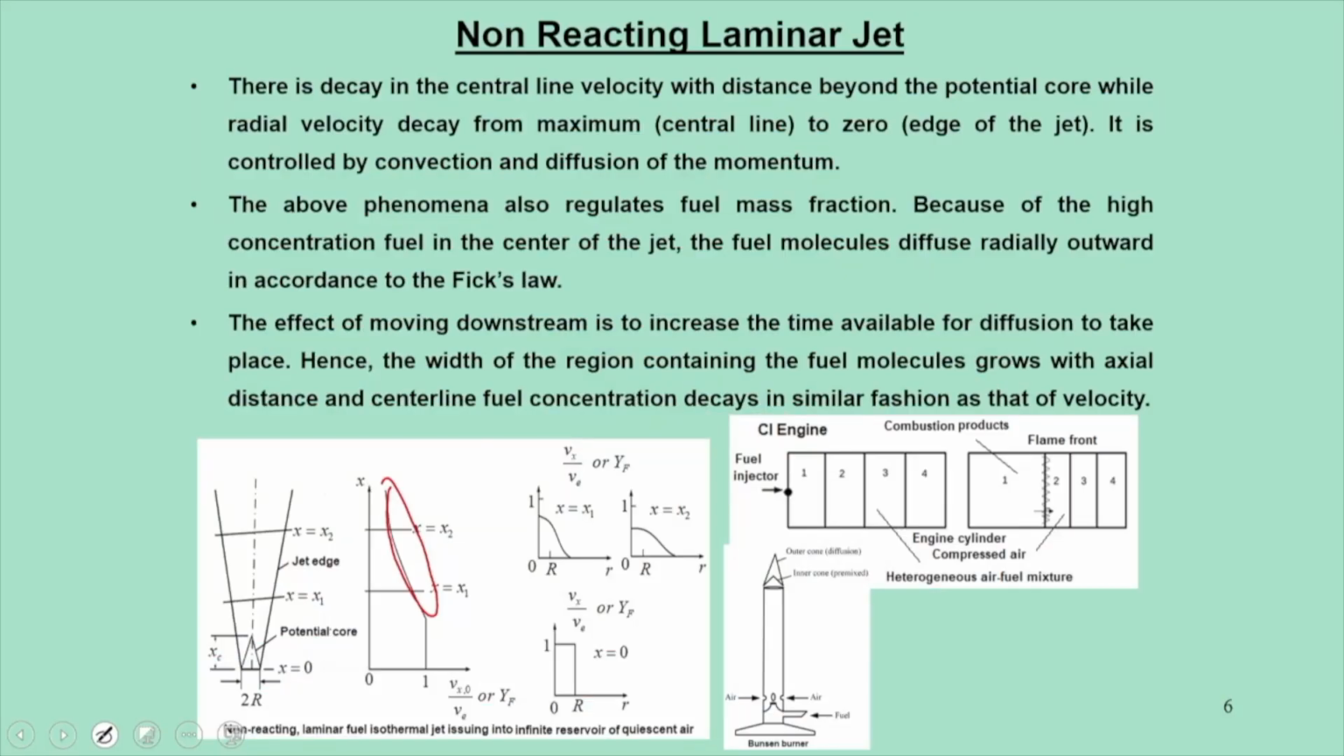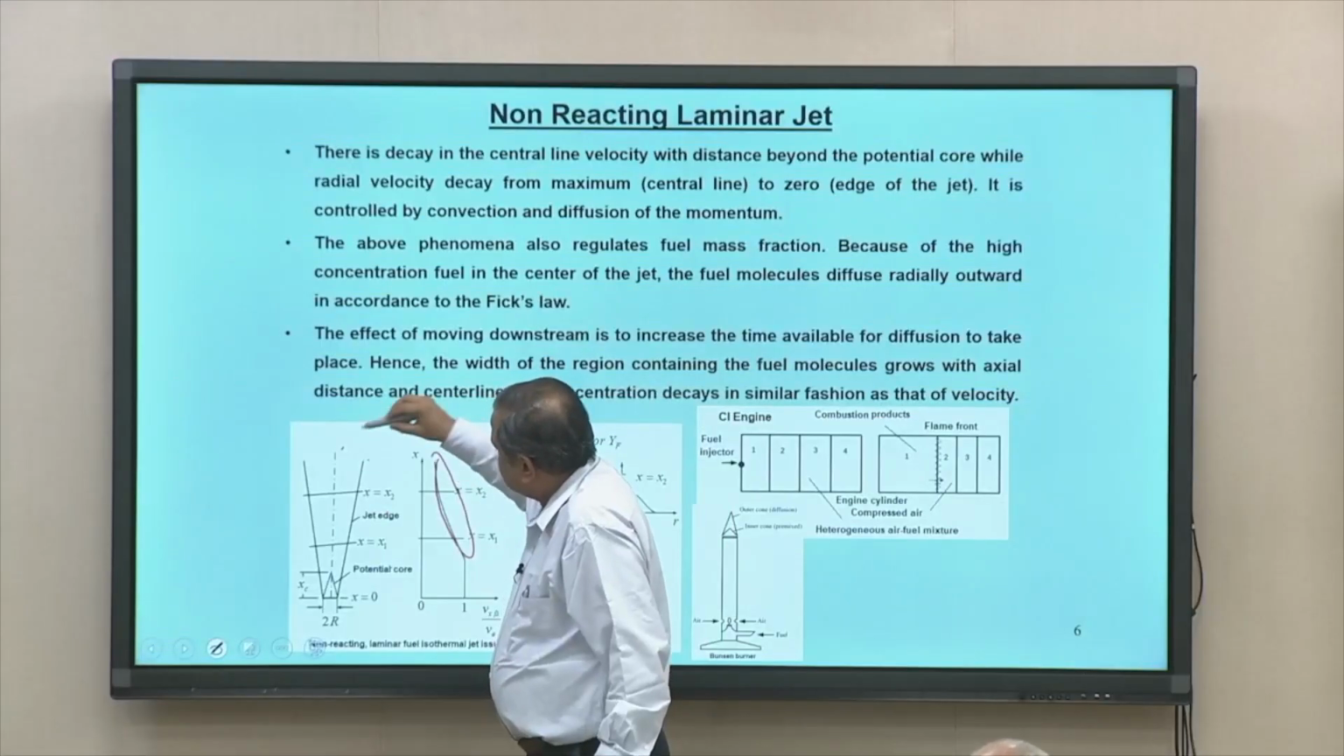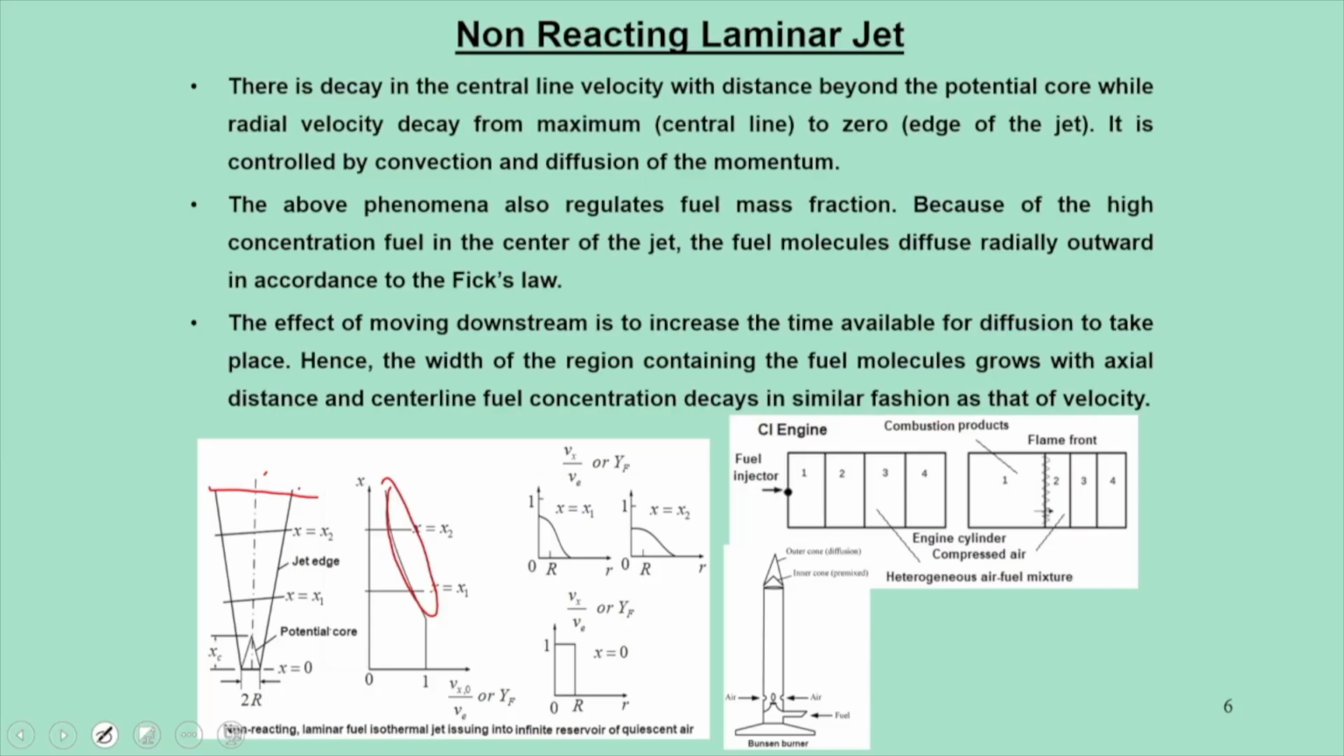So beyond this potential core, the radial velocity decays from maximum to 0, from the central line to the edge of the jet. Central line is this, and edge of the jet is this. Suppose you look at this particular plane, we have the central line point and the edge of the jet. So that is what these notations are. Now we all know Fick's law. Through this Fick's law concept, we can quantify the concentration of the fuel when it spreads through the diffusion term.